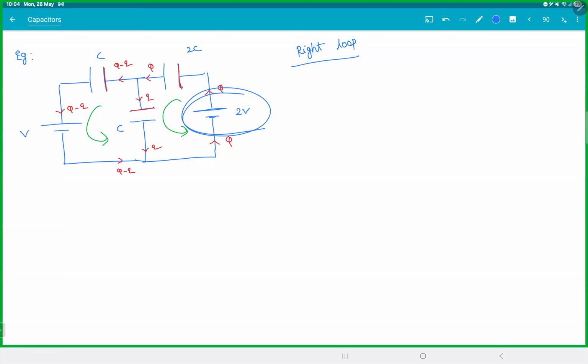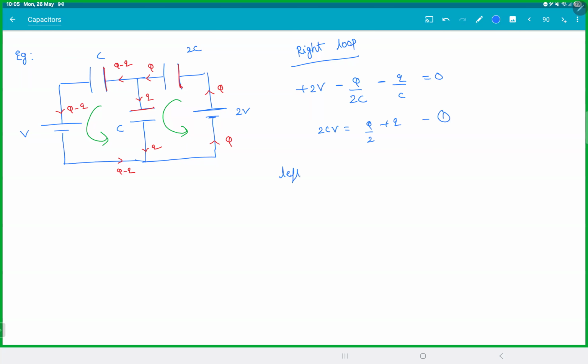So I'll just start from the battery and go anti-clockwise. First, I'm going through the battery, from the negative terminal to the positive terminal, so the potential will increase, plus 2V. Battery is over. Now I'm going through the capacitor 2C, from positive plate to negative plate, so potential must drop. How much? Charge by capacitance. Then I'm going to the middle capacitor, again from positive to negative: minus q by 2C, minus Q by C equal to 0. Got the equation? If you came back to the same point, total is 0. So 2CV is equal to q by 2 plus Q. This is your equation 1.